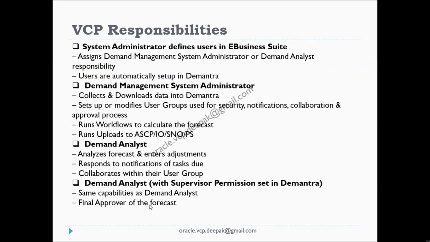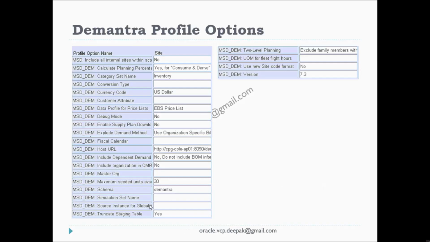Okay, so once we have a responsibility, the next thing is we have to define the profile options. All the Demantra profile options start with MSD_DEM. If you recollect, MSD represents Oracle demand management applications. But now all the Demantra profile options are defined as MSD underscore DEM. If it is only MSD, then it might belong to the old applications, but some profile options, for example the first one, are MSD and are still used in Demantra.